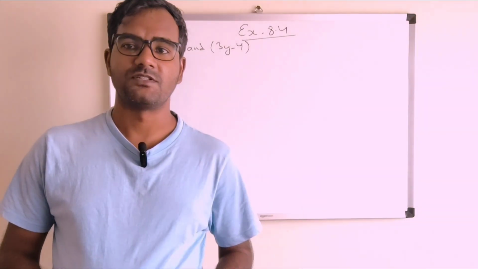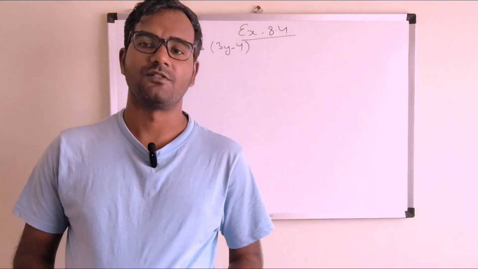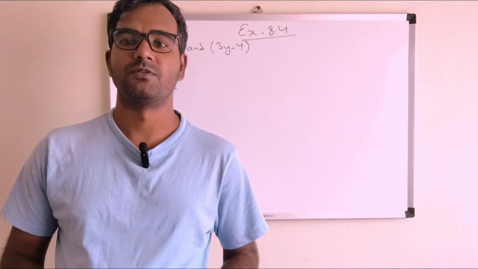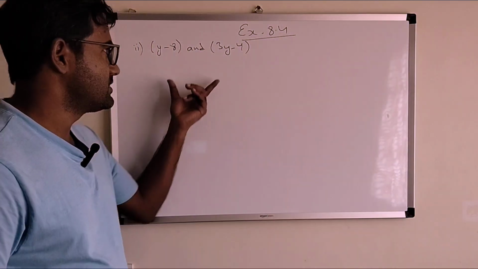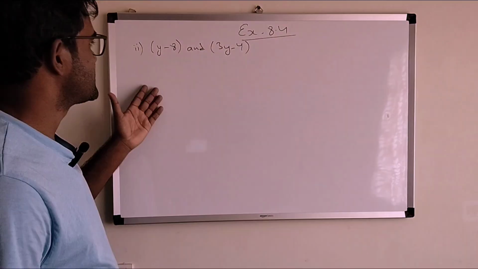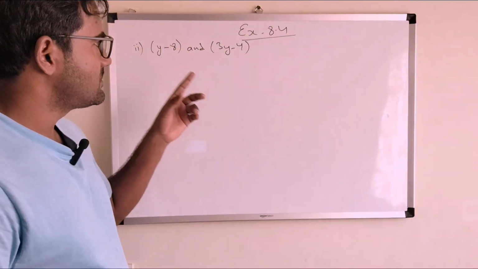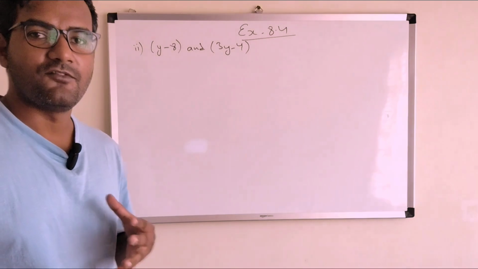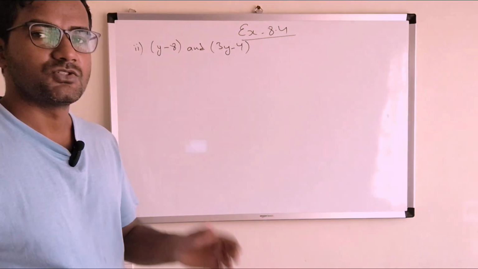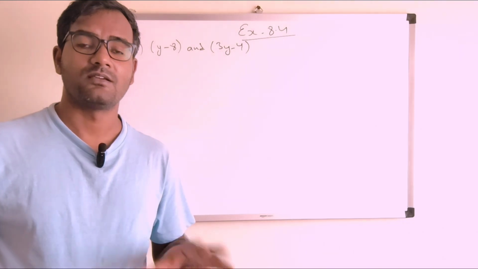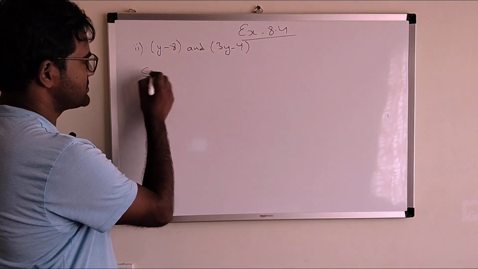Previously we have done 8.4 question number 1, and in this video we are going to solve 8.4 question number 2. So let us see how it is. Here we have the question. What is the question saying? y minus 8 and 3y minus 4. What do we have to do? We have to multiply them. We'll do it in a similar way to the previous one. So you write down the solution.